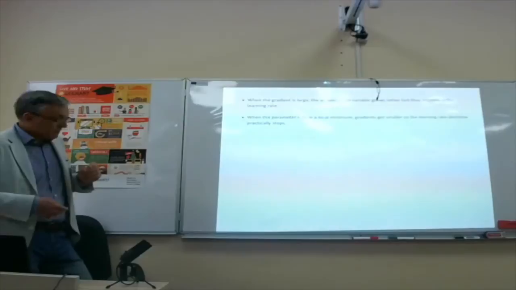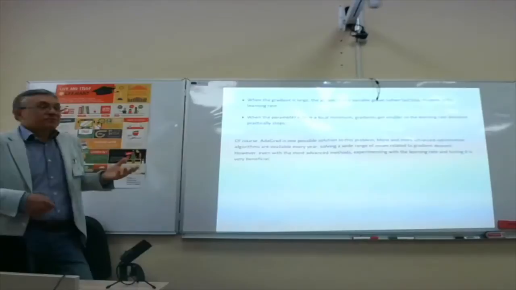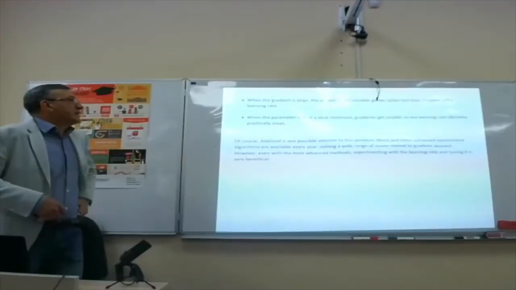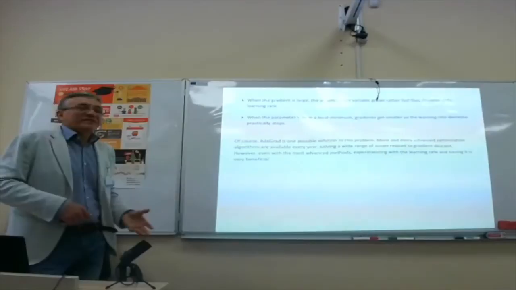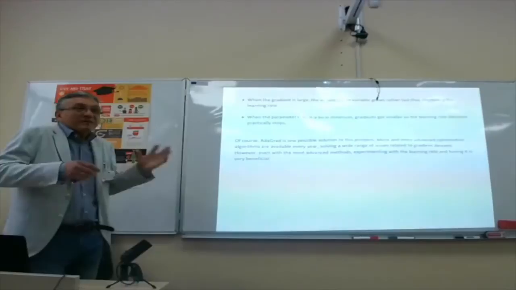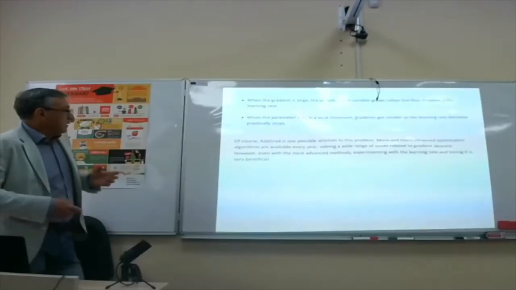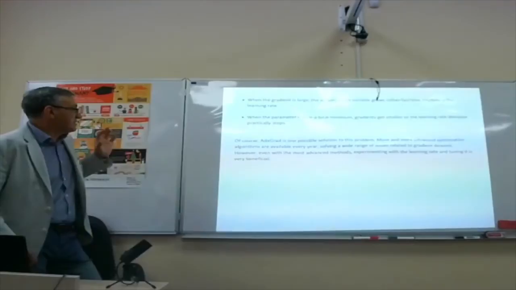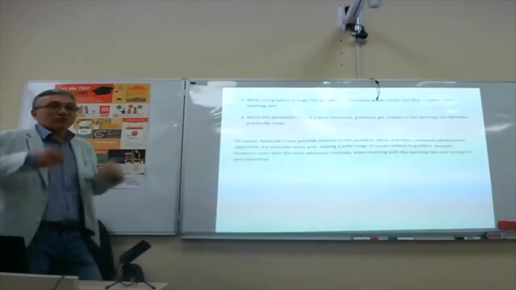This is just one example of a possible solution of this problem. And it is well known that a very large number of advanced optimization algorithms are born every year, solving a wide range of issues, different peculiarities of the problems. However, even with the most advanced methods, experimenting with the learning rate and tuning it is very beneficial. So the problem is not solved today.